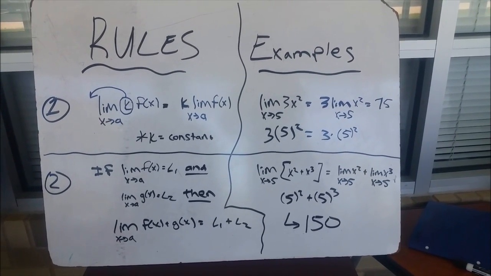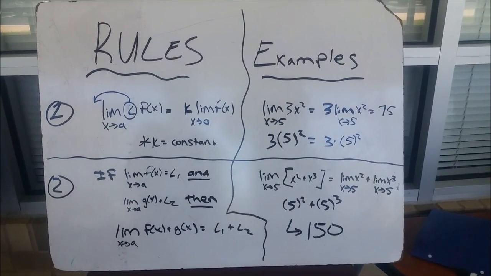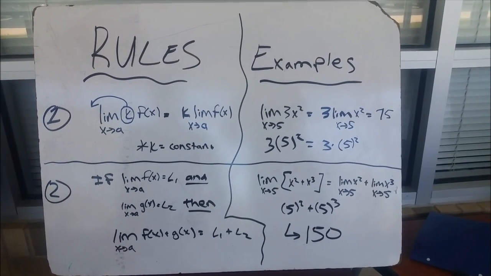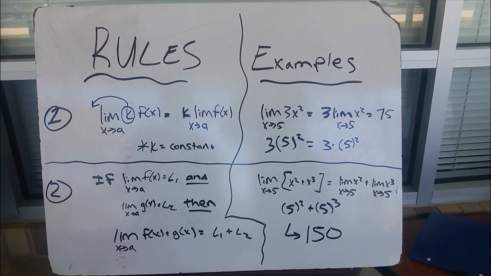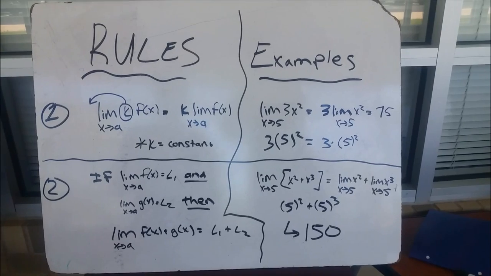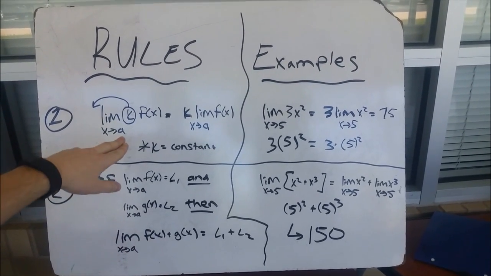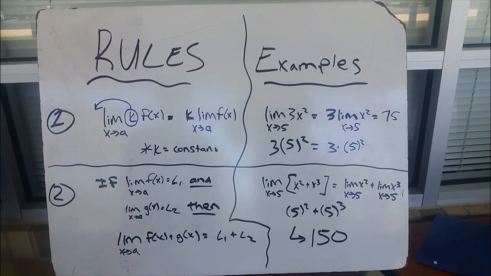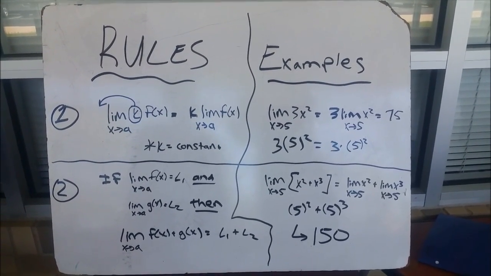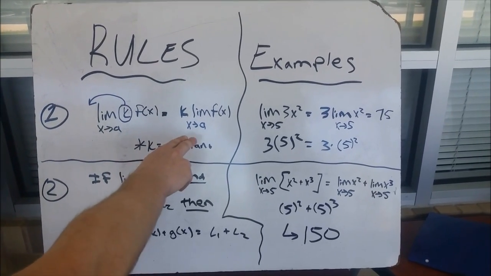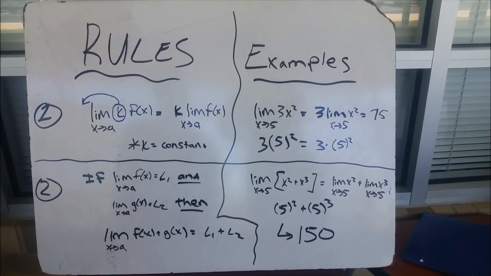So for our first rule, as we can see, our function is the limit of k, which is a constant, times f of x, with x going to a. In order to break this problem down to make it a little simpler, we can move the k in front of the limit sign so that k won't have to multiply with f of x immediately. And this is what it will look like once the k has been removed from the f of x portion.